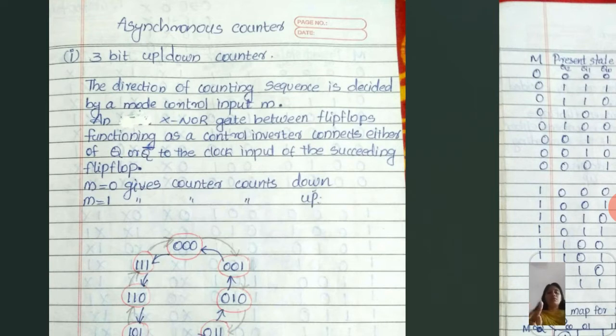Then if you give the m value as 1, you start from 000 and move to 001, then 010, the normal counting order, and you will reach 000 at last. This will be the up counting and down counting for a 3-bit up-down counter. For that purpose, doing the up and down counting, you are providing a bit m. If m equals 0, then down counting. If m equals 1, then up counting.